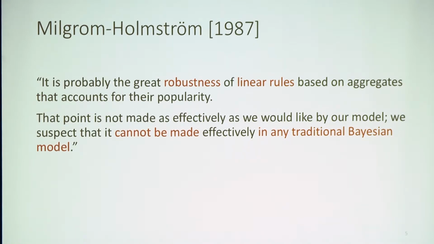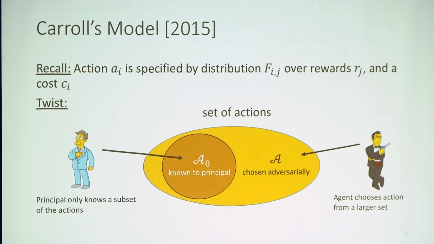So it's a 2015 paper. Okay, so that's Carroll's model. So it's really working in the original model, right? So recall that there we had this notion of an action A_i, which was specified by this distribution. So the probabilities that it puts on each of M rewards, and each such action also had a cost C_i, right? So the basic vanilla model that Ian will describe to you.